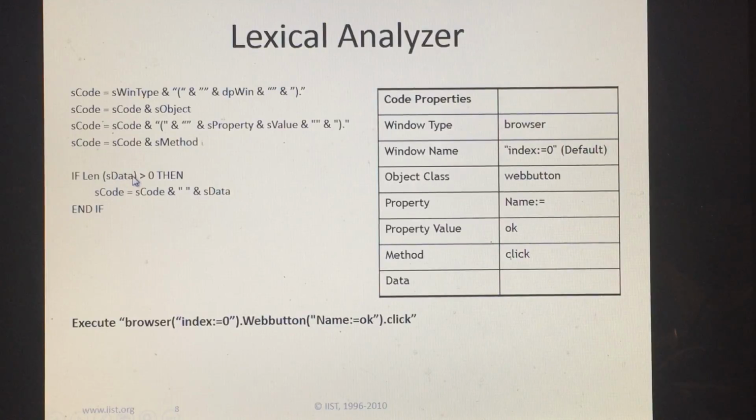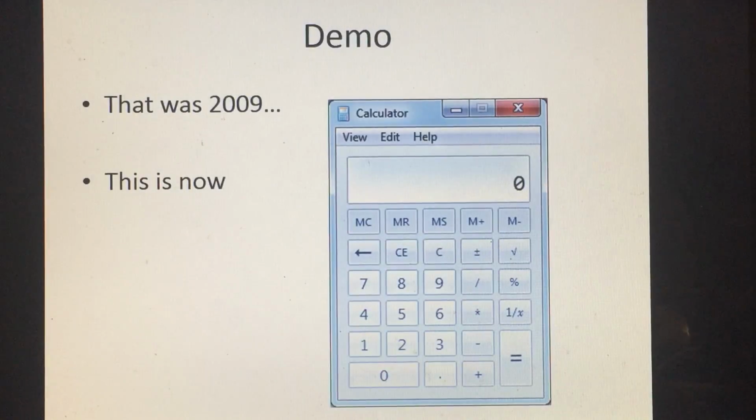And lastly, if there was data, we would append that to that full string, and this is the full string that gets built out. Browser, index := 0, web button, name := OK, dot click. And if there was data to set, it would append out there. You execute this line of code, and you can go and click on a button. You've now just done a very quick translation of a low-level English sentence to a line of code.